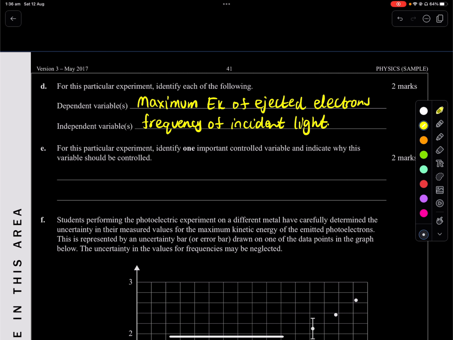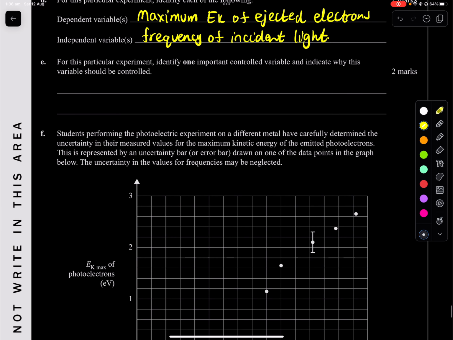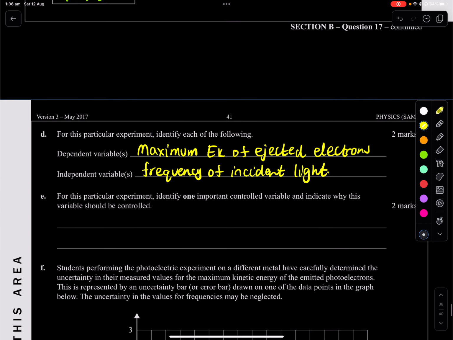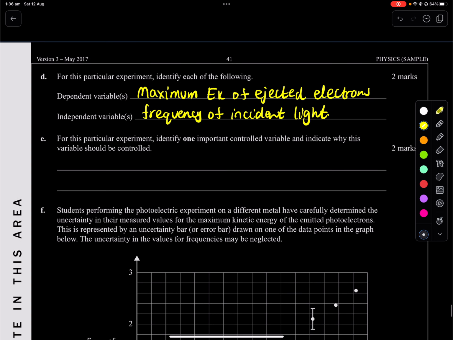Alright, that's that. Let's look at the next one. For this particular experiment, identify one important control variable and indicate why this variable should be controlled. One control variable in this experiment is the intensity of light. And why is that?